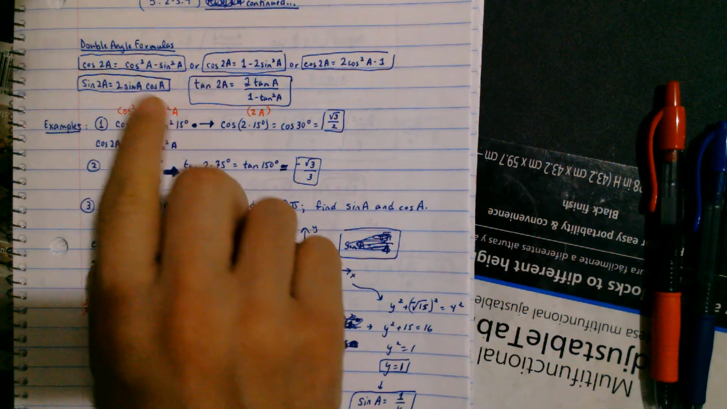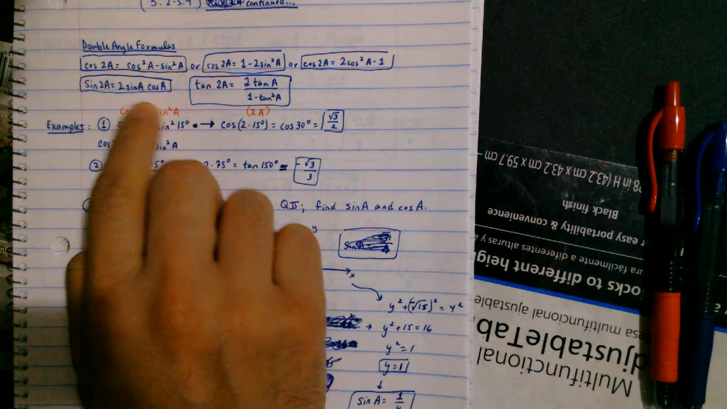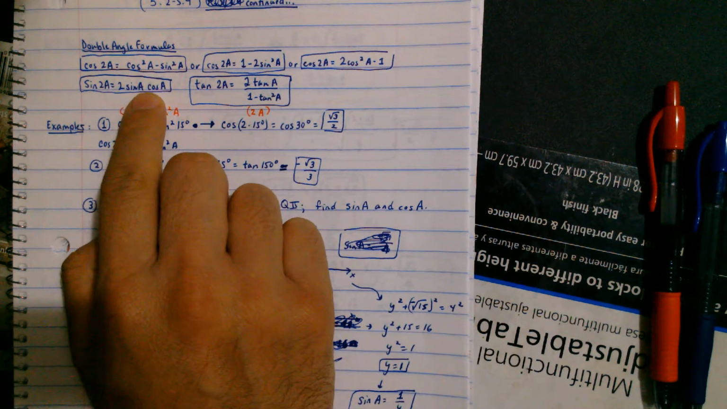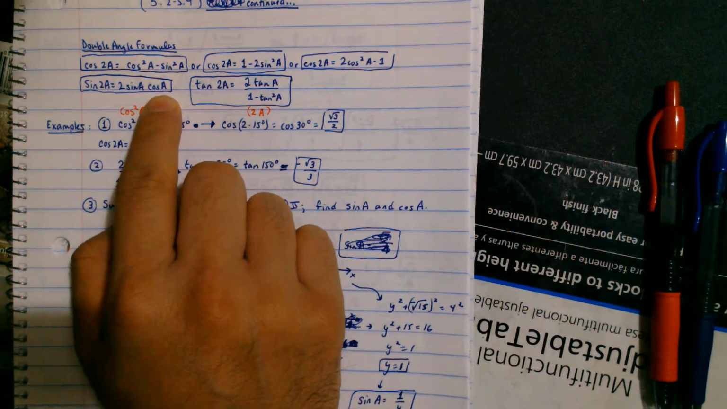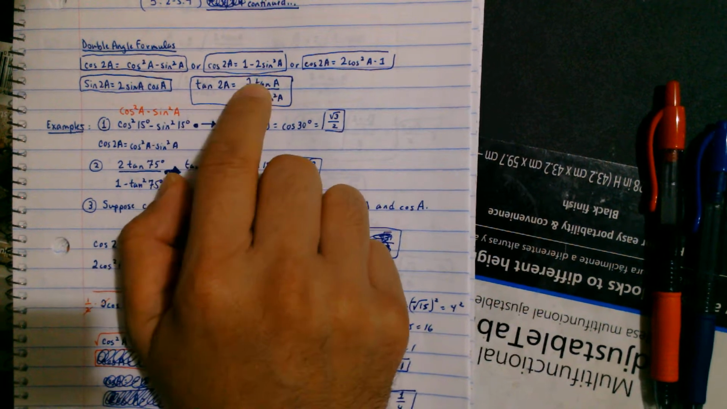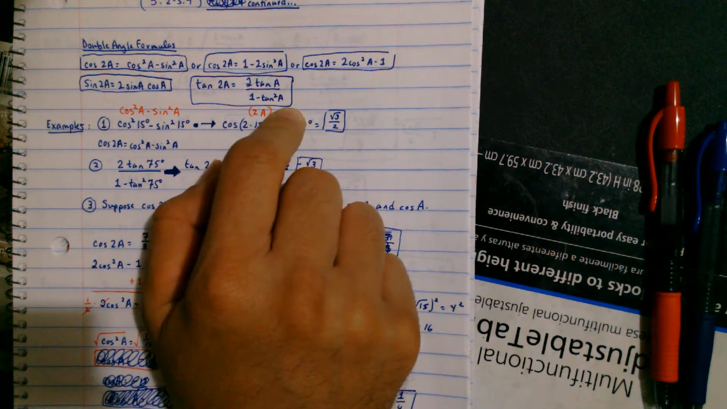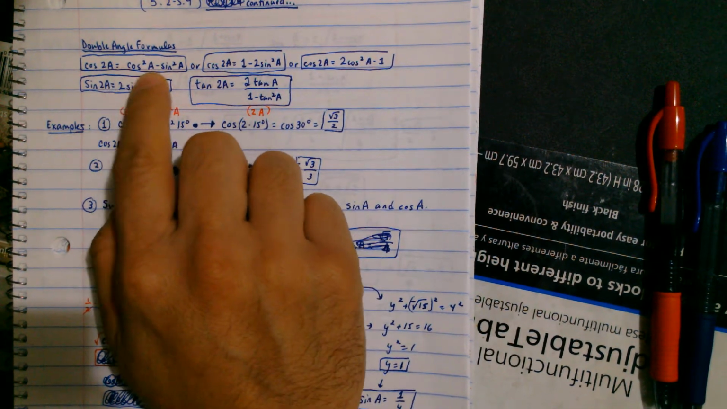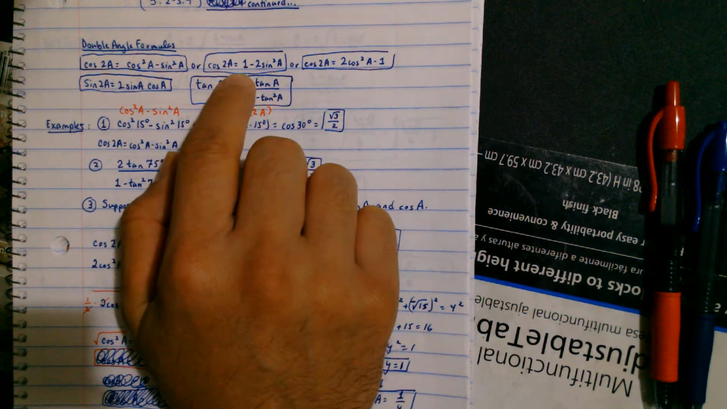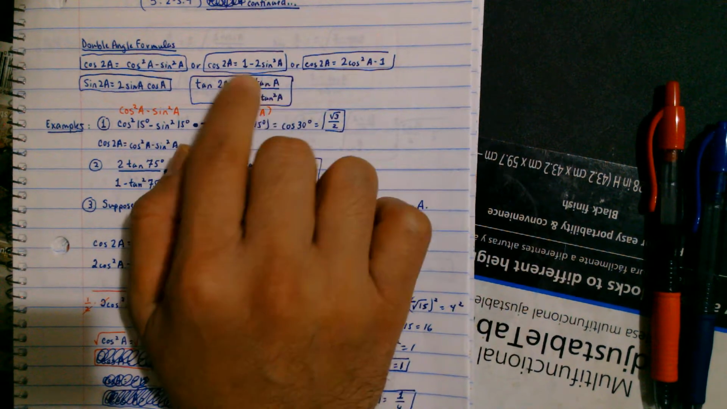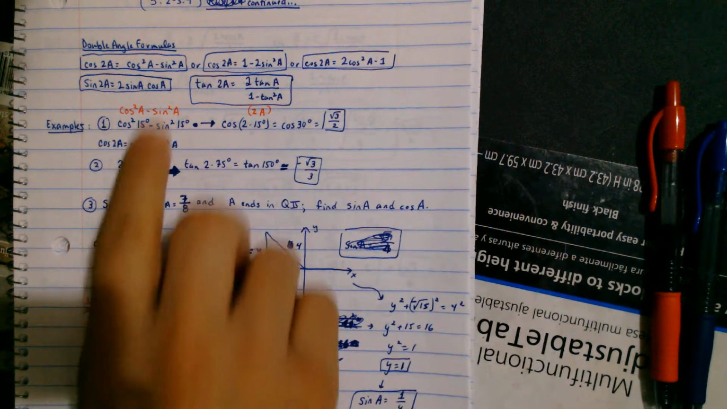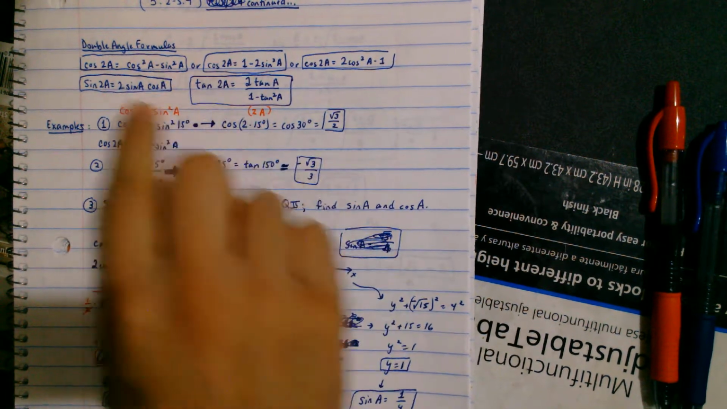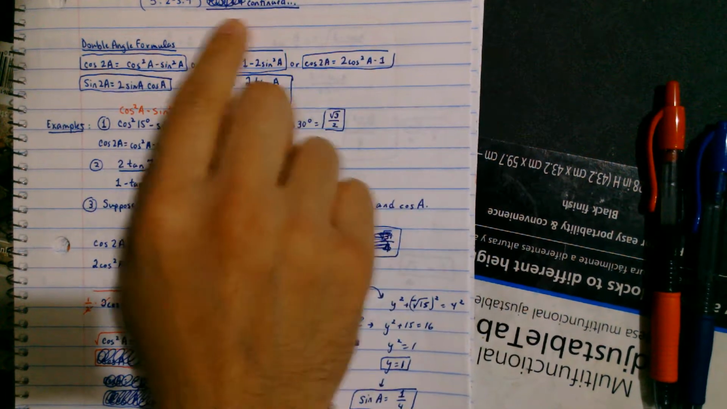All right, continuing on, we have double angle formulas. Cosine of 2a is cosine squared a minus sine squared a. Sine of 2a is 2 sine a cosine a. Tan of 2a is 2 tan a divided by 1 minus tangent squared of a. Or cosine of 2a, you can also have another format, 1 minus 2 sine squared of a, or a third format, 2 cosine squared a minus 1. So again, if you want to know these formulas, write them down, don't lose them.